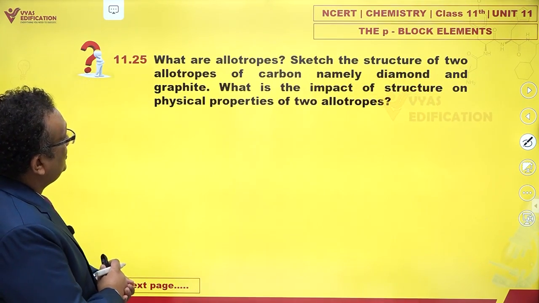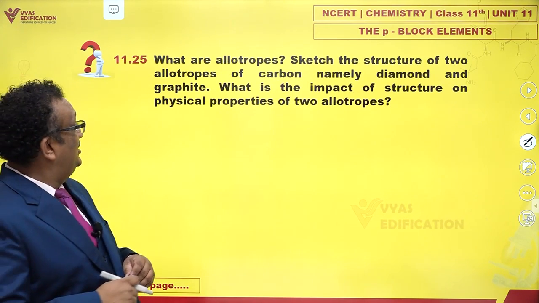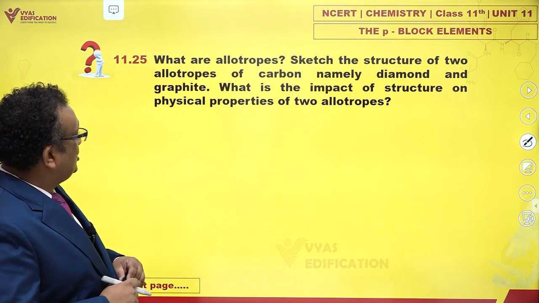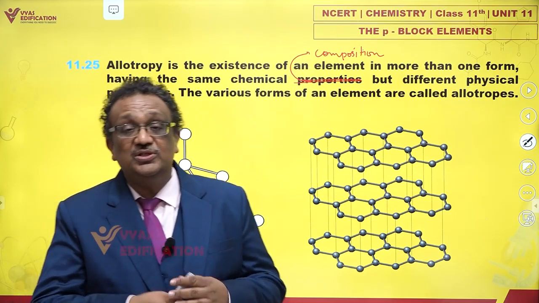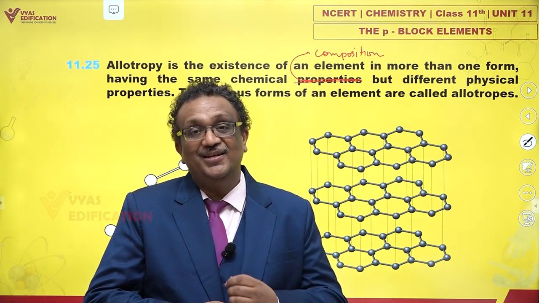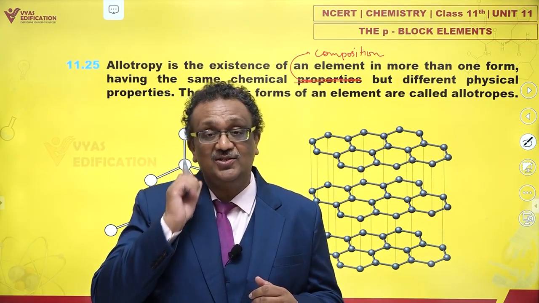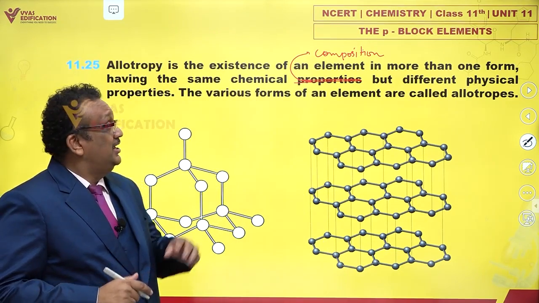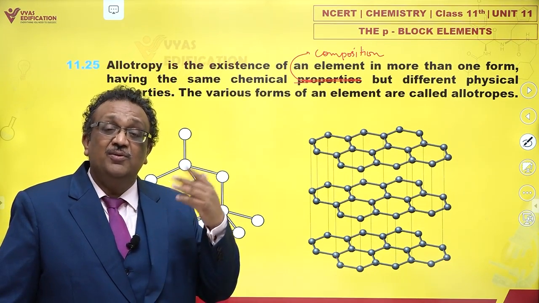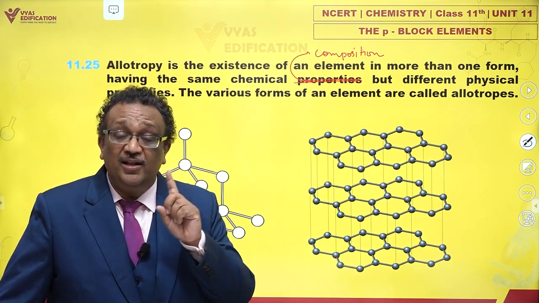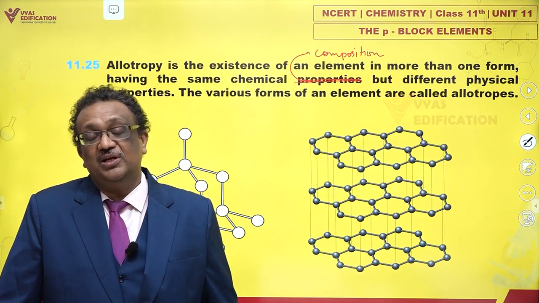What are allotropes? Sketch the structure of two allotropes of carbon, namely diamond and graphite. What is the impact of structure on physical properties of two allotropes? What exactly are allotropes? If a given element can exist in more than one forms, what is the meaning of more than one forms? Same chemical composition, but it can exist in more than one forms where the chemical properties are different. Even the physical properties are different.